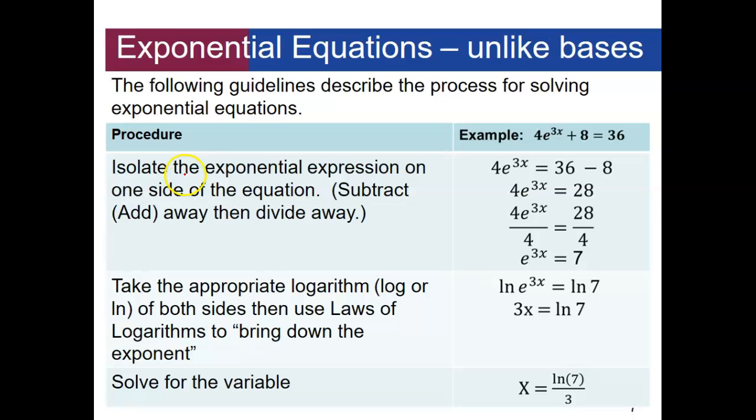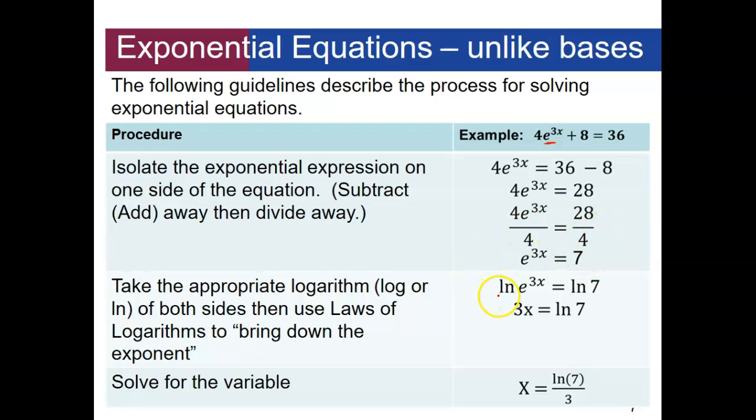The first step is that we're going to isolate the exponential expression on one side of the equation. So this is my exponential function here. So I need to isolate that, which means I'm going to need to get rid of the 8 and the 4 first. So the first thing I'm going to do is get rid of the 8. And so I'm going to subtract 8 from both sides. And so I'll combine the 36 and the 8 together and get 28. Then I'm left here. Here's my exponential function. So I need to get rid of the 4. So I'm going to divide that away. So I'll divide both sides by 4. So I come down to having e to the 3x equals 7.